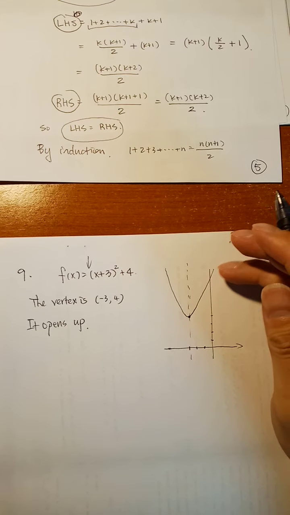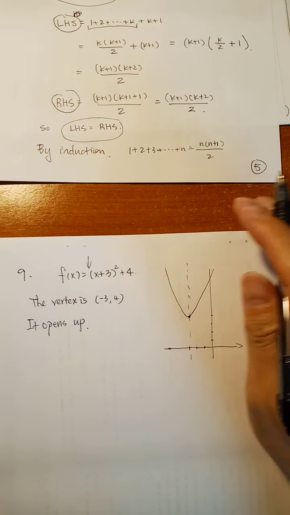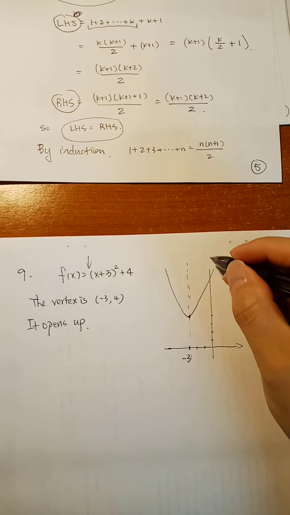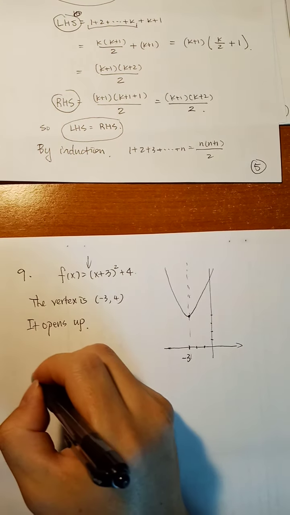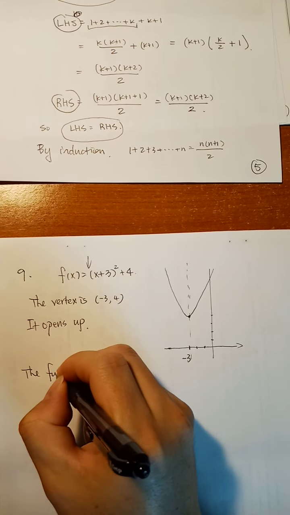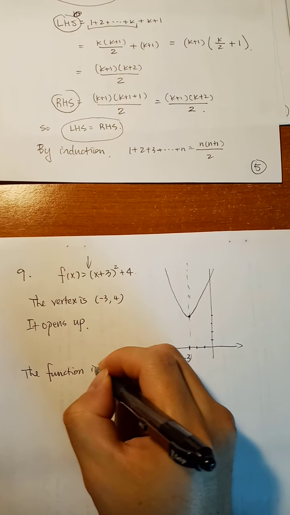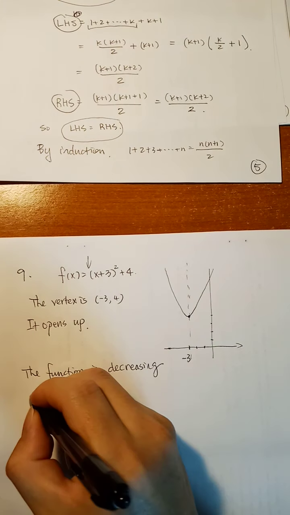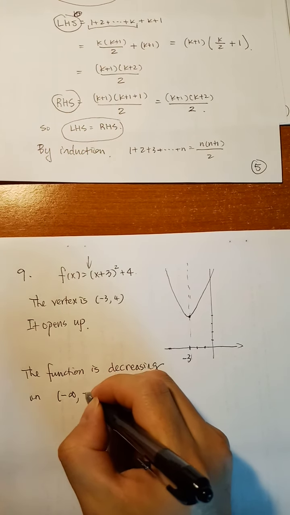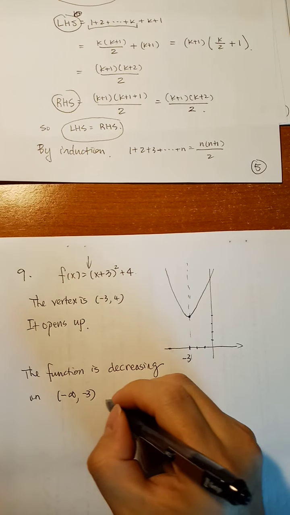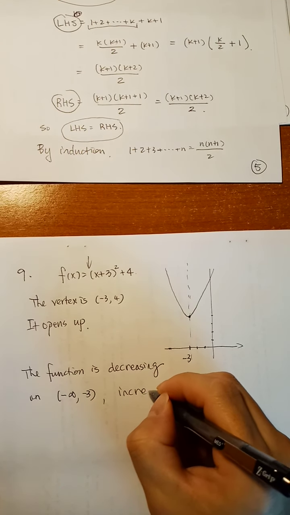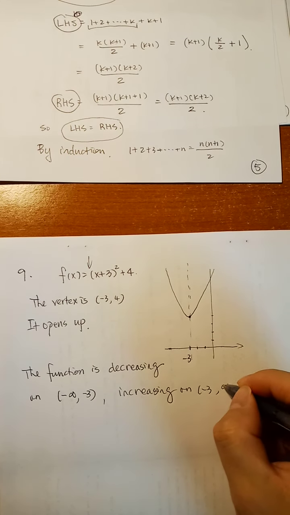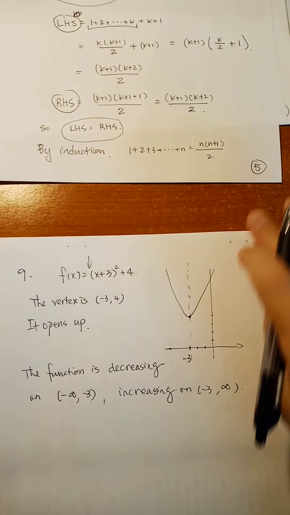You don't worry about how good or how bad your sketch is. And from this graph, it opens up. You can see that the function is decreasing on the interval -infinity to -3. Left hand side decreasing, and increasing on -3 to +infinity. The right hand side is increasing, and that's it.